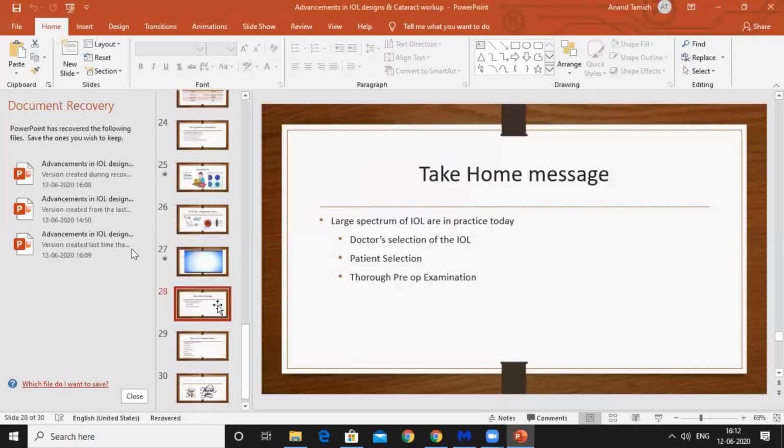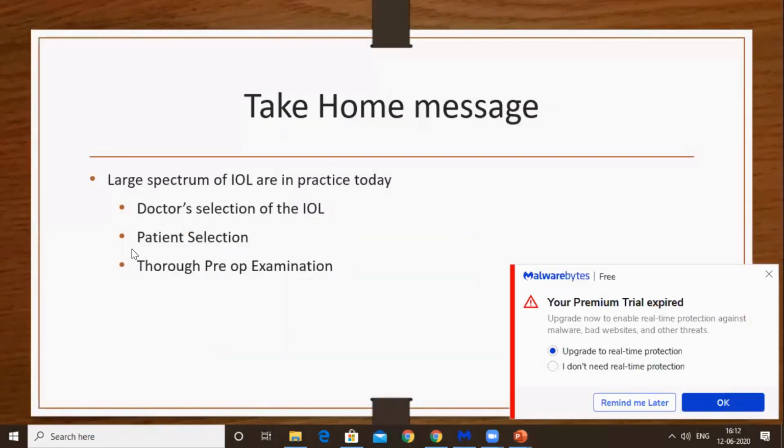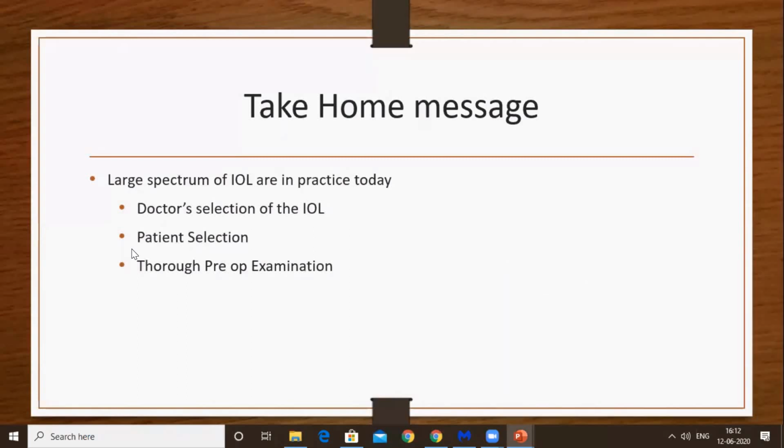Okay. So the take-home message of this presentation is that nowadays there is a large spectrum of lenses. The majority of the lenses will be selected by the doctors. But even though the doctor selects the IOL, the patient selection and the thorough pre-op examination will be in the optometrist's hands. Whenever we are doing biometry or taking a history from a patient coming for cataract surgery, the things we want to mainly focus on are their occupation, their previous ocular history, and also the accuracy of their biometry readings.